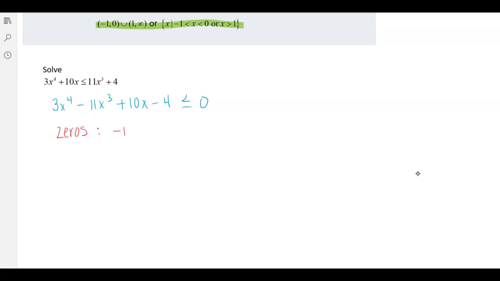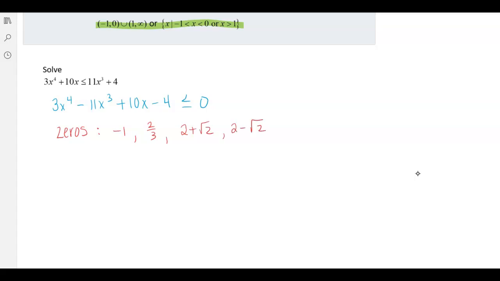negative 1, 2/3. And then if we break this equation down, we get something that we need to use the quadratic formula for. And so the other 2 zeros end up being 2 plus the square root of 2 and 2 minus the square root of 2.